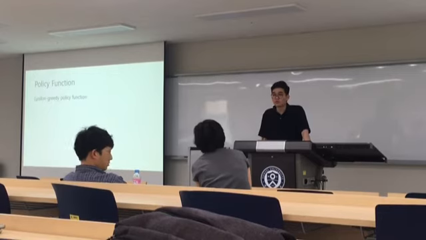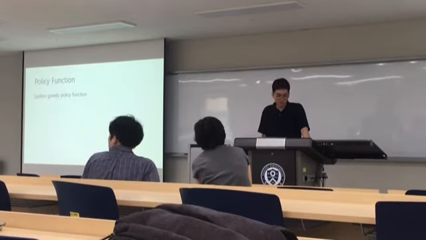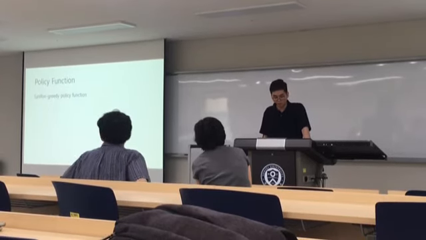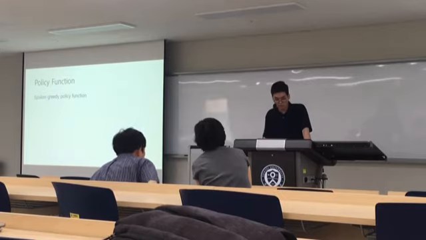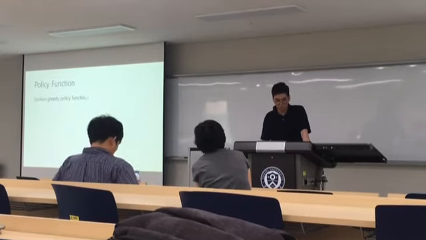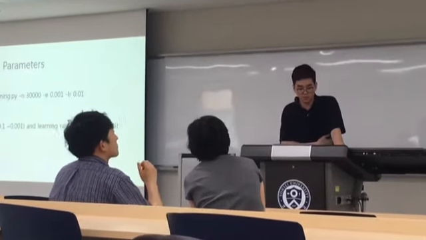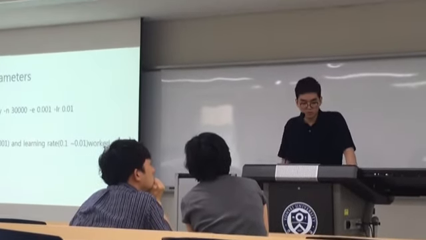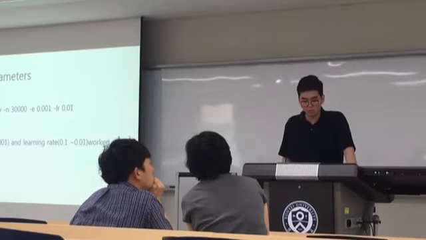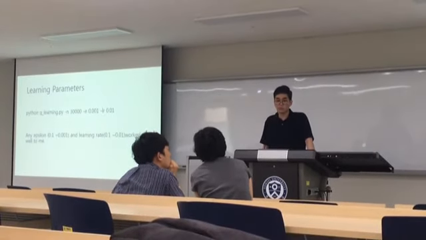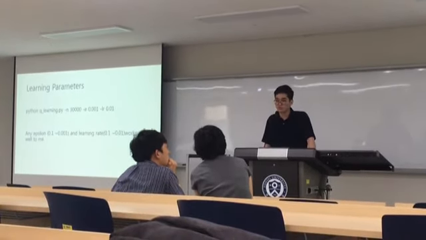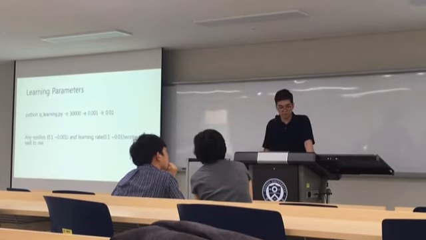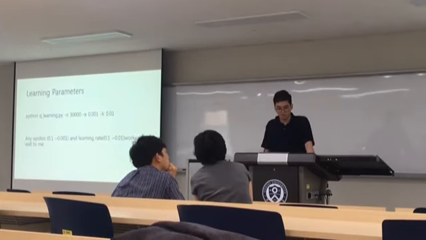I haven't changed much about the TA's given policy function, and I used the epsilon greedy policy function. The epsilon greedy policy function takes two parameters, the epsilon and the learning rate. Any epsilon from 0.1 to 0.001 and learning rate from 0.1 to 0.01 worked well for me. There was actually no difference between varying epsilon and learning rate for my method.